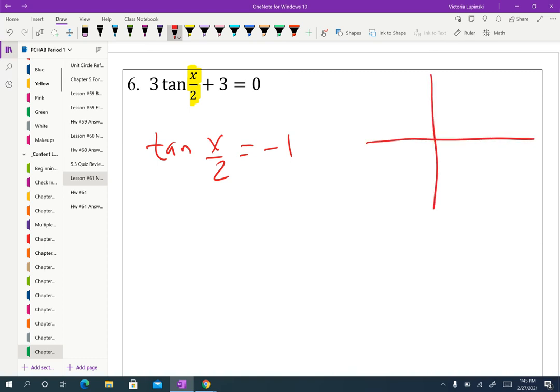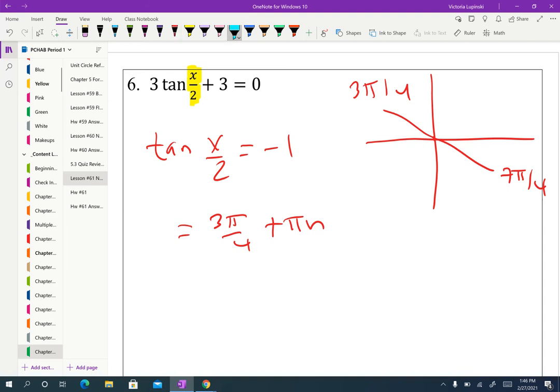-1, we're back on the unit circle. Tangents are negative in quadrant 2 and 4. It's the pi over 4 family. So this would be 3 pi over 4 and 7 pi over 4. Notice that because it's quadrants 2 and 4, it's the same distance from one to the other as it is back, which means you can write your answer as 3 pi over 4 plus pi n. The difference here is instead of saying x equals, you're going to say x over 2 equals.